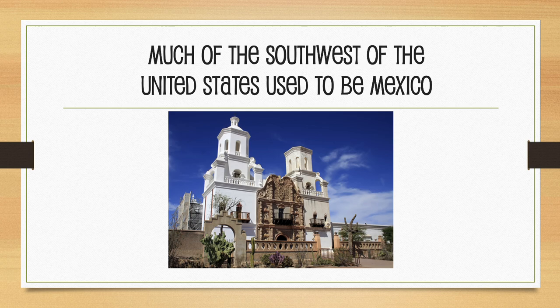Fun fact, much of the southwest of the United States used to be Mexico. About 1/3 of the continental U.S. was Mexico before it was part of the United States, which is why you see names of cities like San Diego, San Francisco, and states like Nevada, California, Florida. A lot of our place names are in Spanish because those places were part of Mexico.